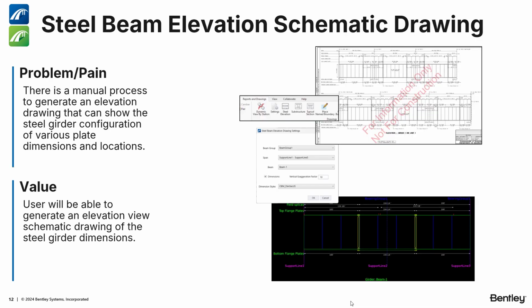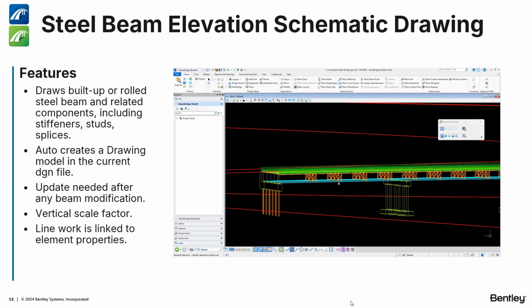We have also added the steel beam schematic generation drawing. Here, you create your bridge, and as created in the reports, we will create a new 2D model in which you will have an elevation view, a schematic elevation view with a distortion for the span and beam that you select, and it will show the location of your cross frames and splices.